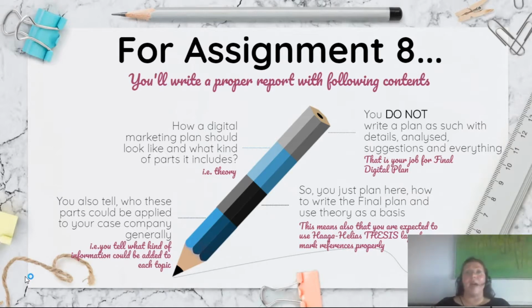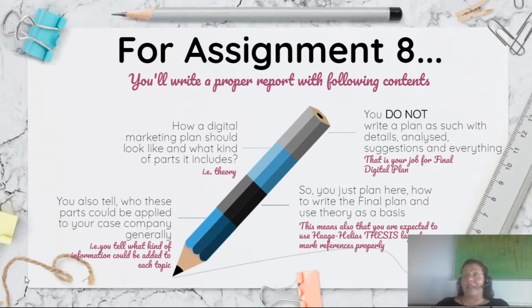You don't have to do the analysis in assignment 10. You don't have to write anything about the suggestions or details and so on. So we are just planning. We are having the rough structure of what we are going to do once we are writing the final digital marketing plan in your case. The final digital plan, if you decide to write it, is the one where you have the details of your project. This is just planning how to write a plan.